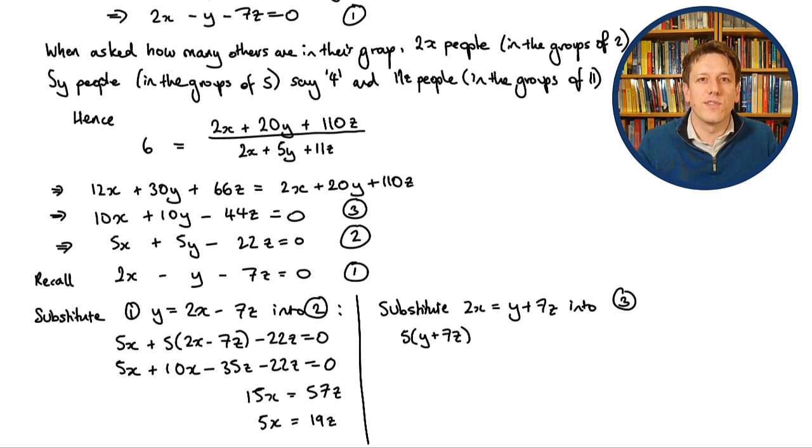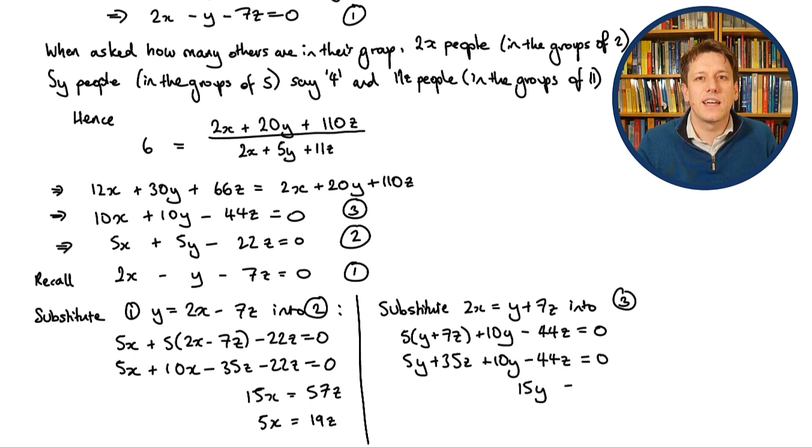So I've got 5 lots of 2x for the 10x, that's 5 times y plus 7z, and then plus 10y minus 44z equals 0. Multiplying out the brackets, we've got 5y plus 35z, and then if we collect the terms together as before, we end up with 15y equals 9z, and so we've got a relationship between y and z here, just 5y is equal to 3z.